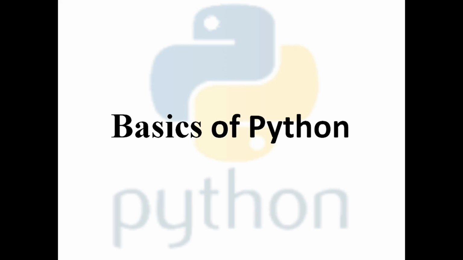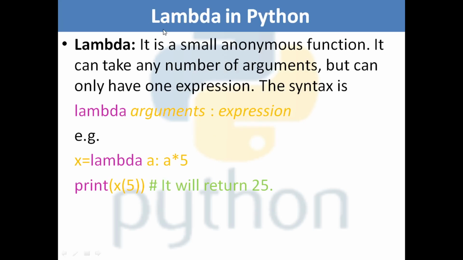So we know while defining normal functions we use the def keyword in Python, but while defining an anonymous function we use the lambda keyword. So lambda is a small anonymous function. It can take any number of arguments but can only have one expression.